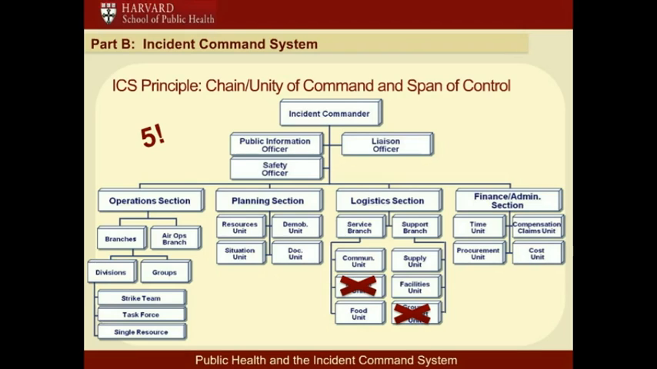But on the other extreme, if you have one person with 20 direct reports, they cannot effectively manage all of the information flowing up from those 20 individuals to make the appropriate command decisions to send the orders back down in an efficient manner.